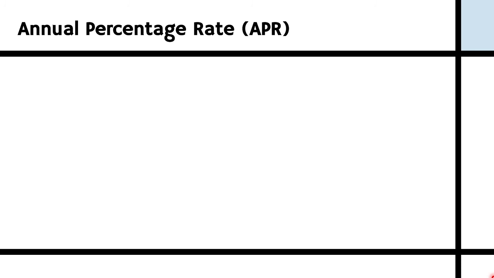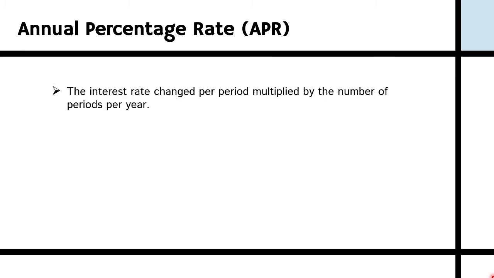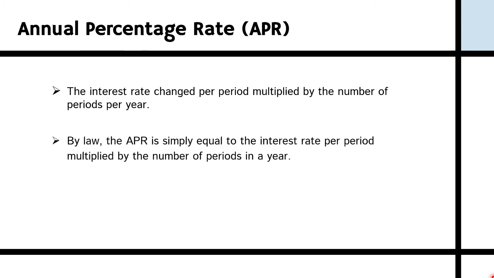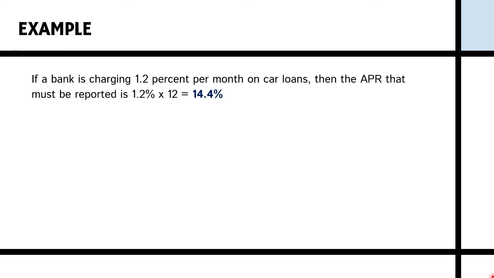Annual percentage rate, APR: the interest rate charged per period multiplied by the number of periods per year. The confusion over APRs arises because lenders are required by law to compute the APR in a particular way. By law, the APR is simply equal to the interest rate per period multiplied by the number of periods in a year. For example, if a bank is charging 1.2% per month on car loans, then the APR that must be reported is 1.2% times 12, which is equal to 14.4%.